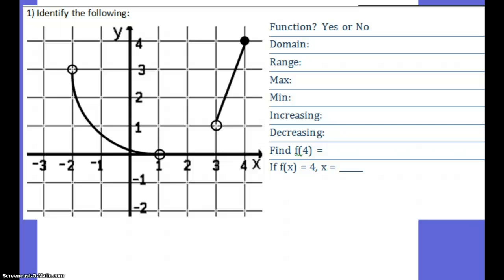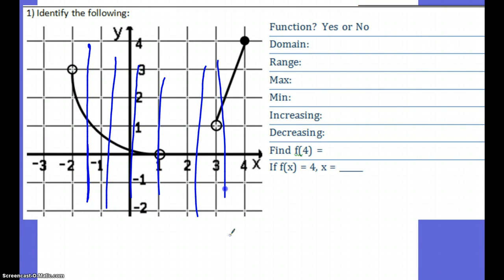This is Unit 5 review. Question number 1, is it a function, yes or no? So remember, that's if I draw a vertical line up and down anywhere on this graph, does it ever touch the graph more than once? And in this case, the answer is no.